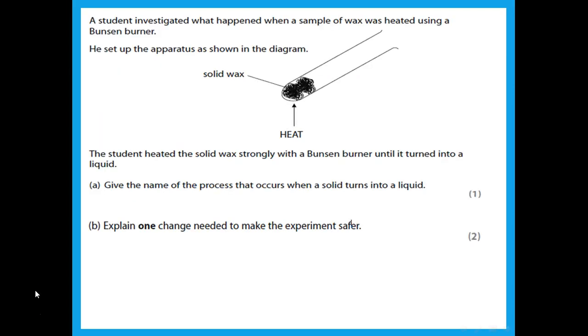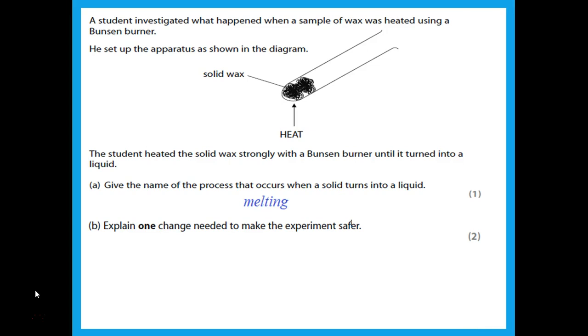A student investigated what happened when a sample of wax was heated using a Bunsen burner, and this is a diagram of a test tube with the wax being heated. The student heated the solid wax strongly with a Bunsen burner until it turned into liquid. So he's saying give the name of the process that occurs when a solid turns into liquid. Solid turns into liquid. And you should realize that that is melting.